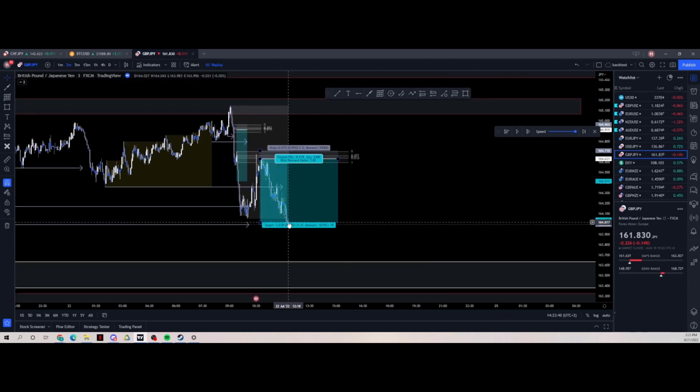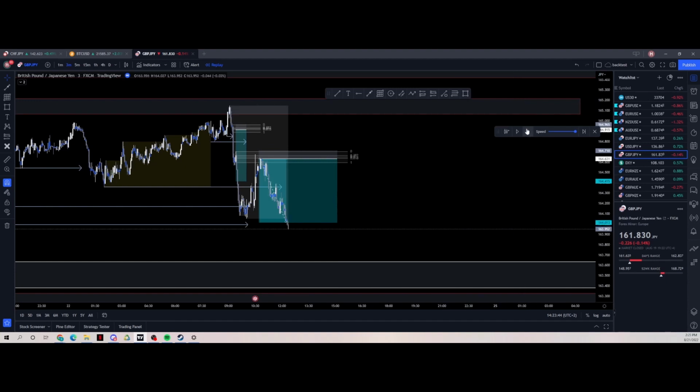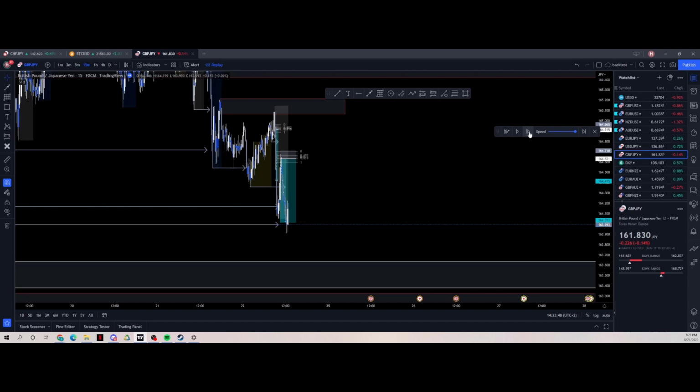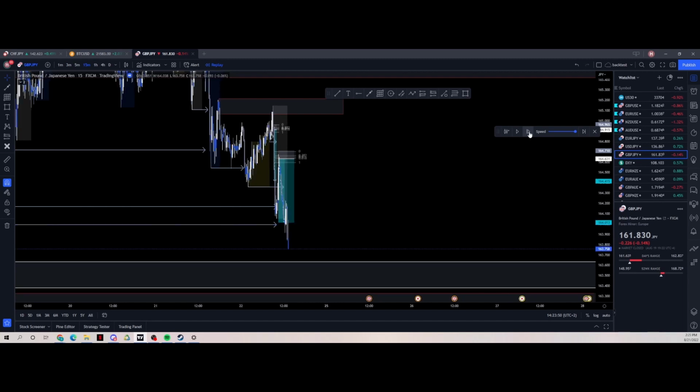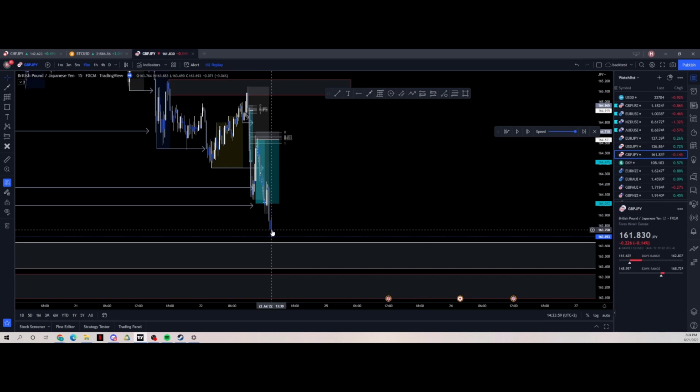What time is it? It's 12, right before London closes the session. So right now I will just move on to the next session, because this was my trade for the London session, and I want to take my next trade in the New York session.